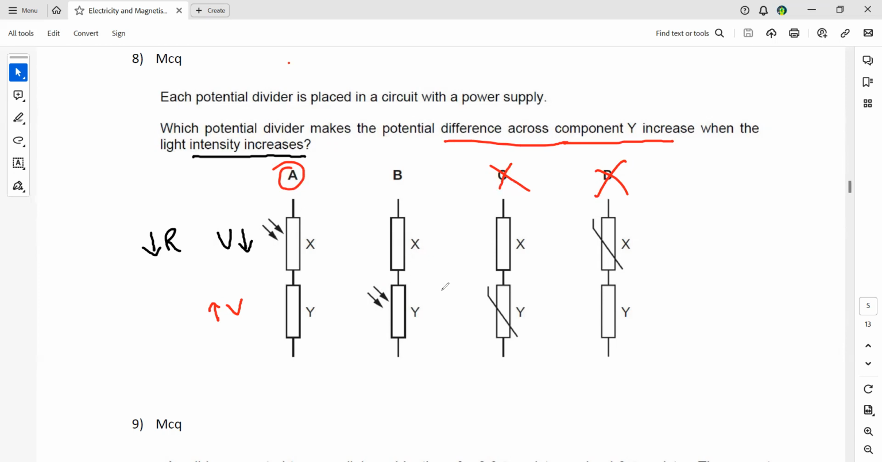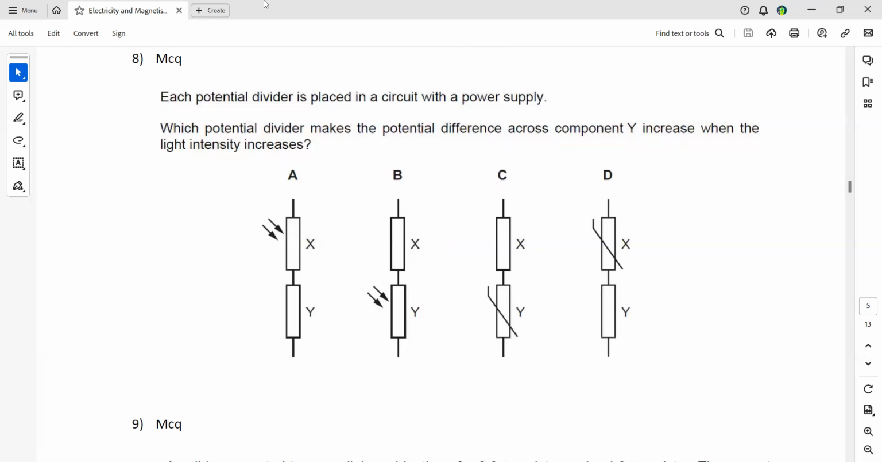What happens in B? As the light intensity increases, the resistance will decrease, so the voltage here will decrease. In comparison, the voltage across X will increase. We want the voltage across Y to increase, not X. That's why B is not the right answer. So in potential divider circuits, if one component's resistance decreases, the other component's resistance increases and its voltage will increase.